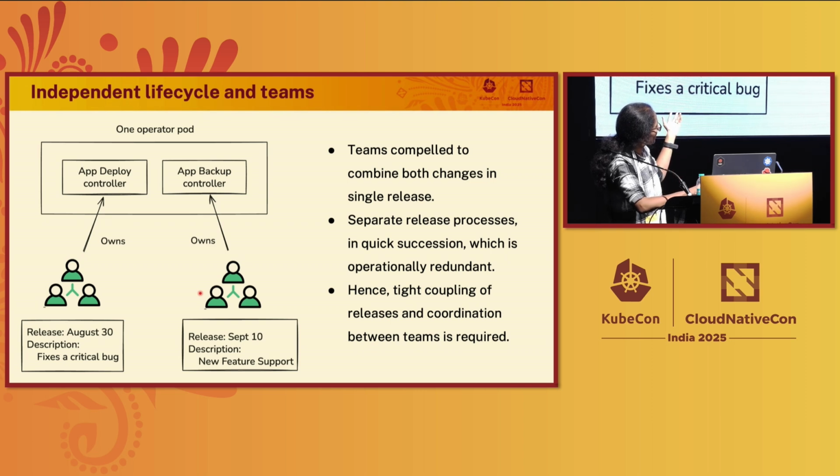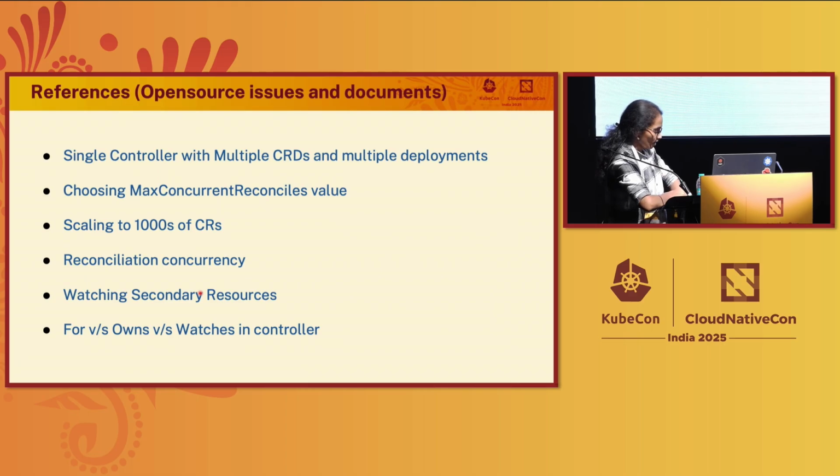But unless you think that it is manageable, and the release process is quite in place to handle this, or it's the same team which owns both of them, sure, it shouldn't be a disadvantage. So that's about independent lifecycle and teams. Now, here are some references that I went through. These are some issues which talk about performance and resource usage, and some Kubebuilder docs and certain blogs. So please go through the same to understand all these factors a little better.